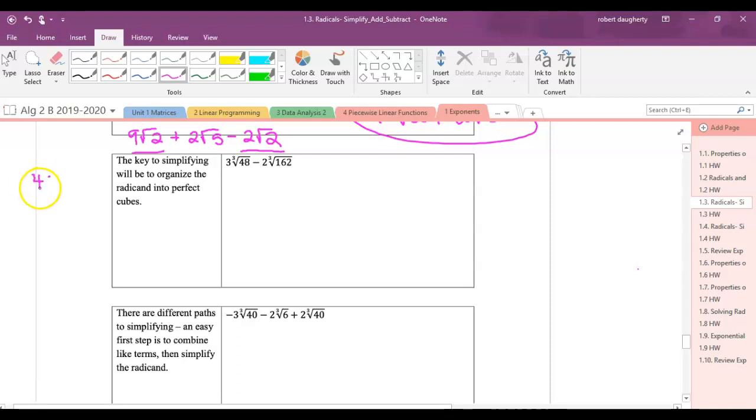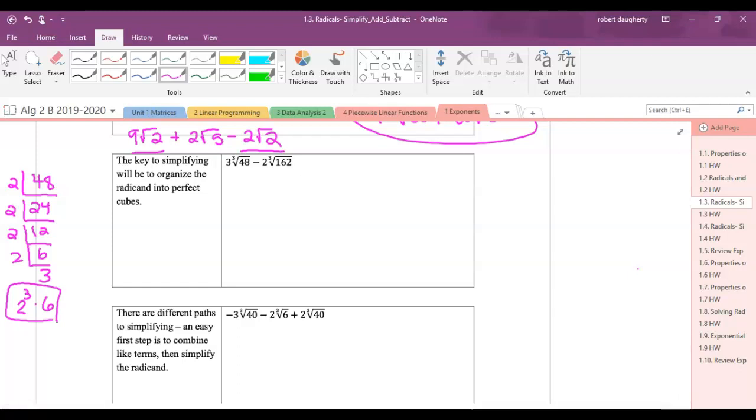So 48, if I divide it by 2, I get 24. Divide it by 2, I get 12. Divide that by 2, I get 6. Divide by 2, I get 3. Okay, so I want to organize as perfect cubes. So I've got 1, 2, 3, 4, 2. So I could write this as 2 cubed times 6. Okay, that's 48. So that is 8 times 6.